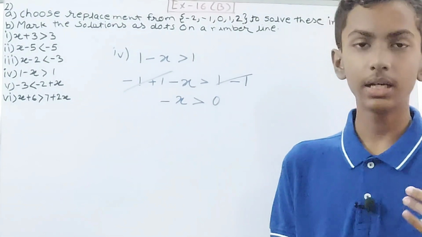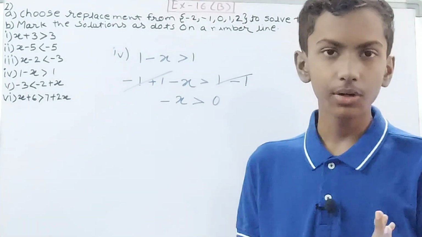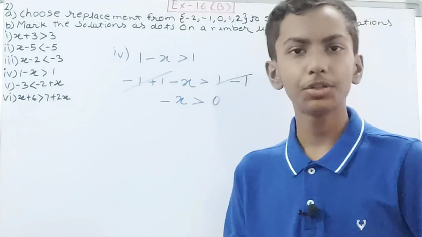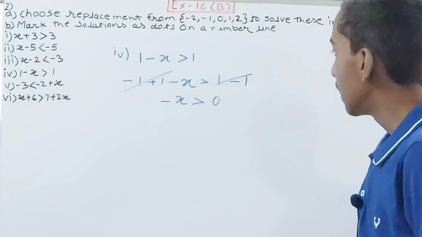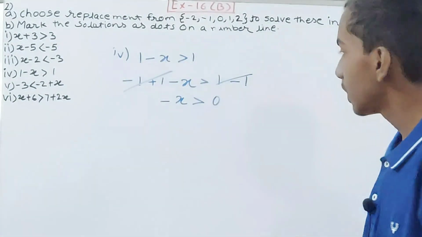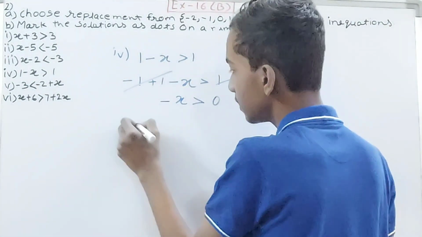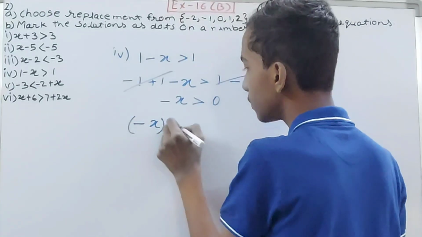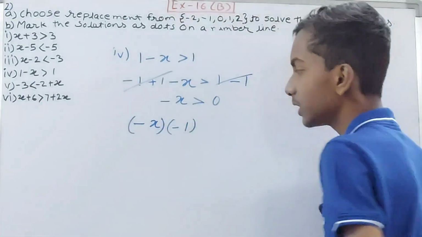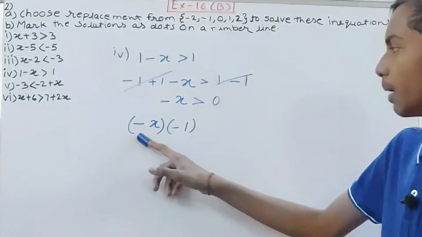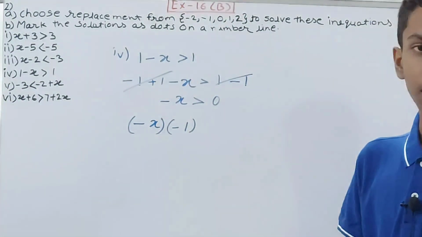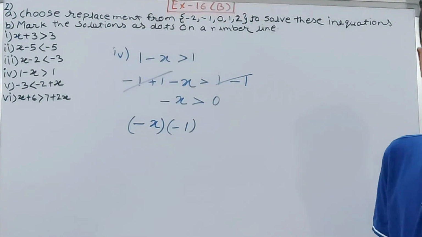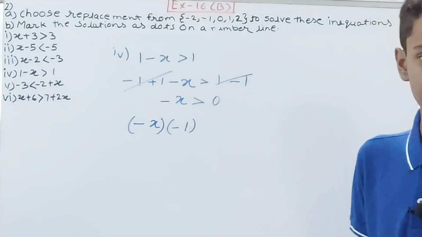Just like in equations we calculate the value of x, same in inequations also we will calculate the value of x only. We don't need this minus x. So what I'll do for this minus x is I'll multiply minus x by minus 1. Why? Because if I multiply minus x by minus 1, minus minus will give me plus, and 1 into x will be x. So it will not change the value of x, but the sign will be changed.